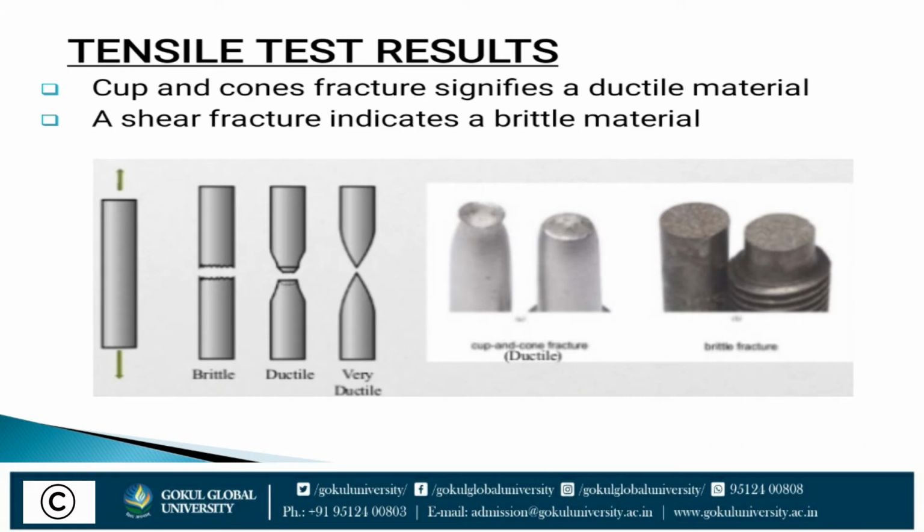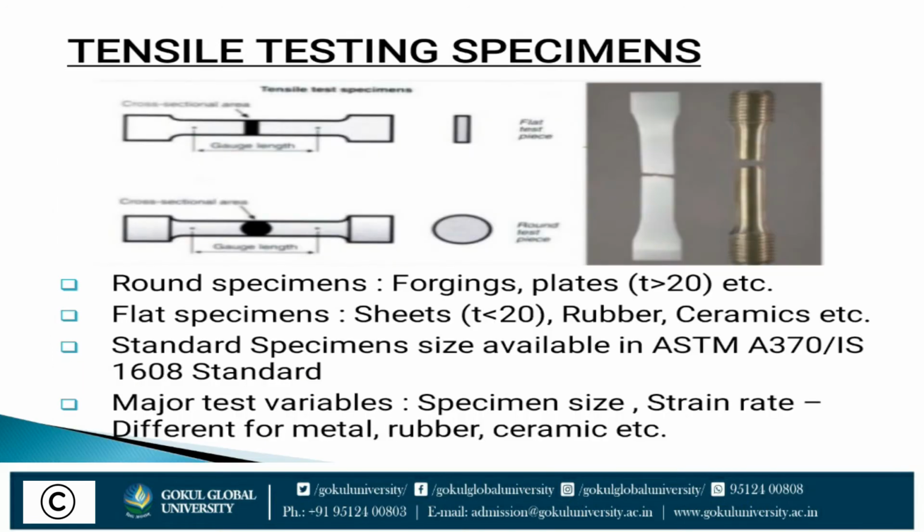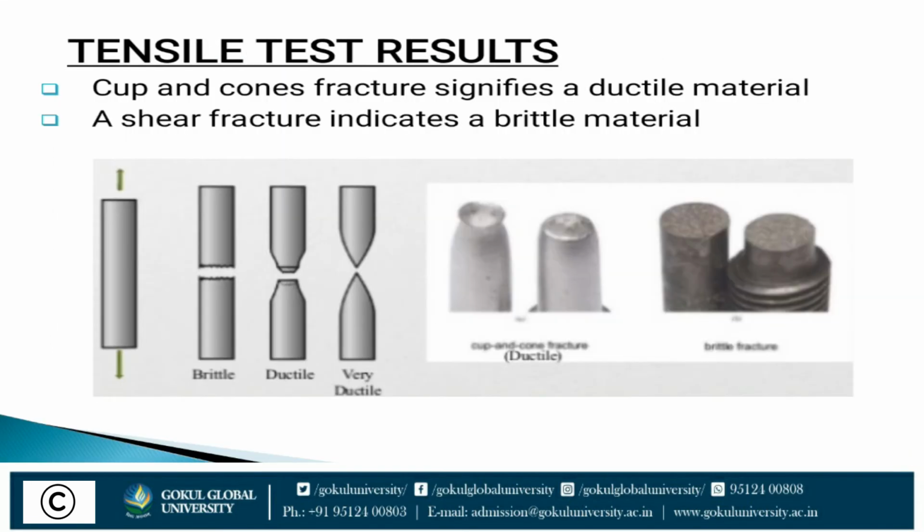Tensile test result. After performing the tensile test, cup and cone fracture signifies ductile materials. So we can see in the figure, very ductile, that time cup and cone features are formed. Second one is a ductile material and third one is a brittle. A shear fracture indicates the brittle material. So it is divided vertically into parts, and it is called shear fracture. So brittle, ductile and very ductile, we can identify this property after performing the tensile test.